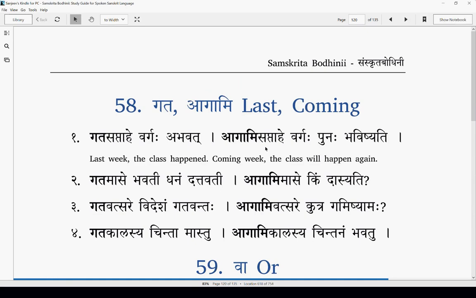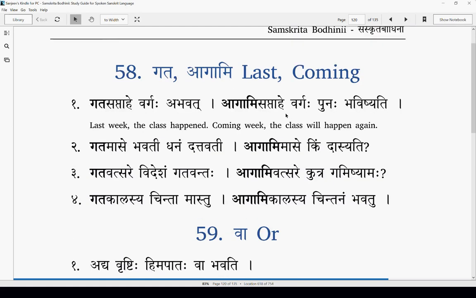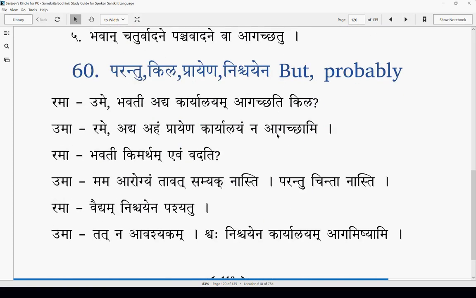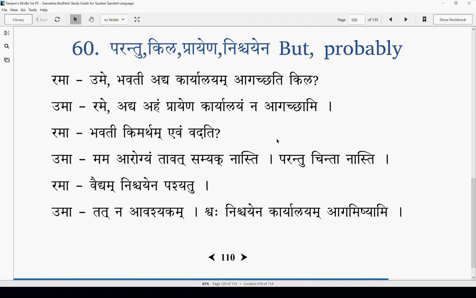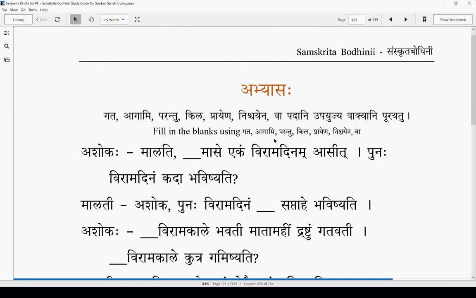Samskrita patanam prayena na agacchami. Sanskrita patanam na bhavati. Sanskrita vargam na agacchami. Parantu adya prayena asmakam antima vargaha bhavati. That is my sentence. Parantu, but adya, today, asmakam antima vargaha, last class, bhavati.